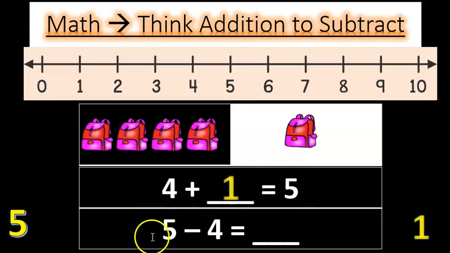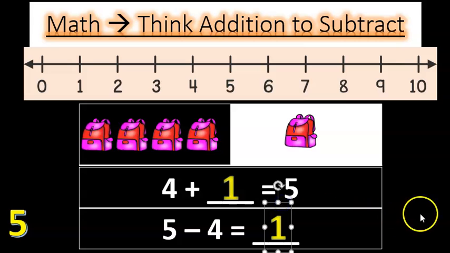Good job. So now we come here to our subtraction equation. Boys and girls, what number is missing here? Good job. 1. So all we're going to do is insert 1 back into our subtraction equation. Read this with me. 5 minus 4 equals 1. Let's read it again. 5 minus 4 equals 1.